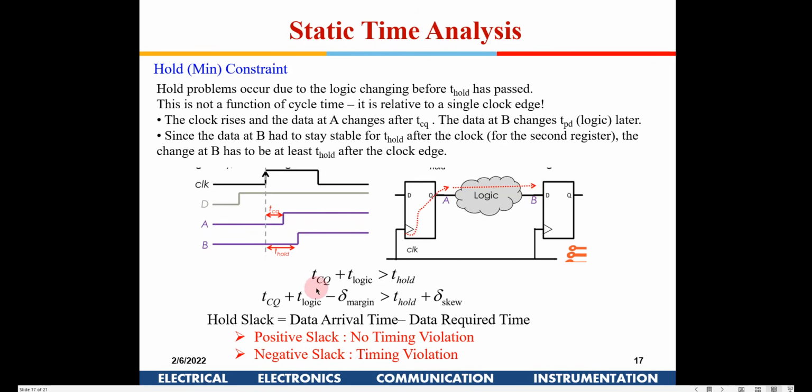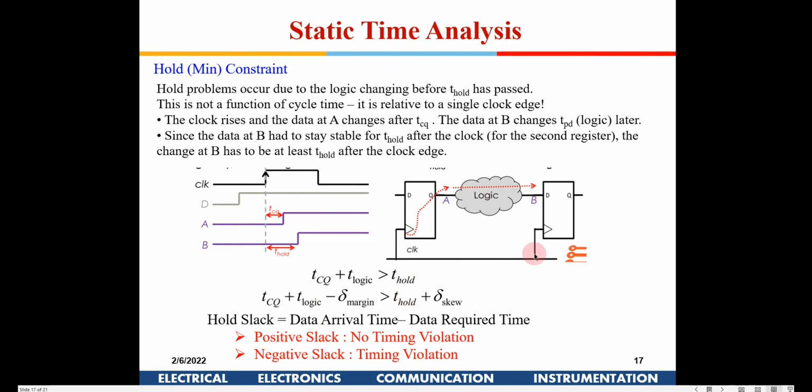So now if you see here, TCQ plus T logic should be greater than T hold. That means the hold time of this D flip-flop, right? It should be lesser than the time which is taken for this new data to arrive here, right? So TCQ plus T logic has to be greater than T hold. Is this equation clear to all of you?